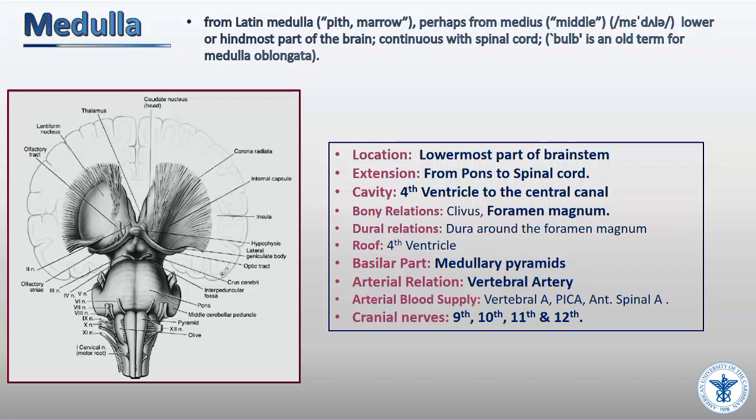The basal part or the floor is the medullary pyramids, and this was, I think, also stressed yesterday in the review class, where you have the pyramids there. The arterial relationship is the vertebral arteries before they join to form the basilar. So the vertebral arteries run on either side of the brainstem there. Okay, and the cranial nerves that it's related to are the last four cranial nerves, so 9th, 10th, 11th, and 12th. Some of it has motor functions, but most of them have visceral functions, including swallowing, taste, and different functions with the gut.